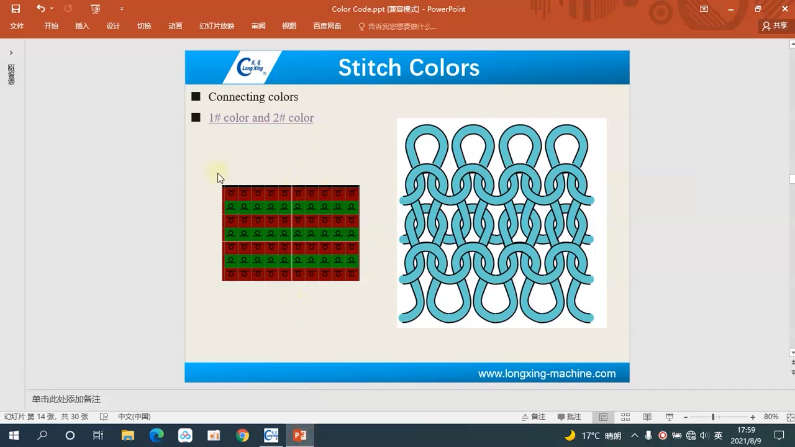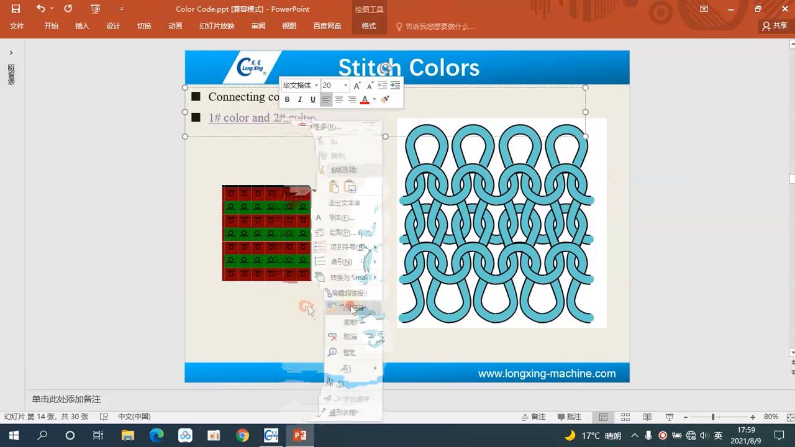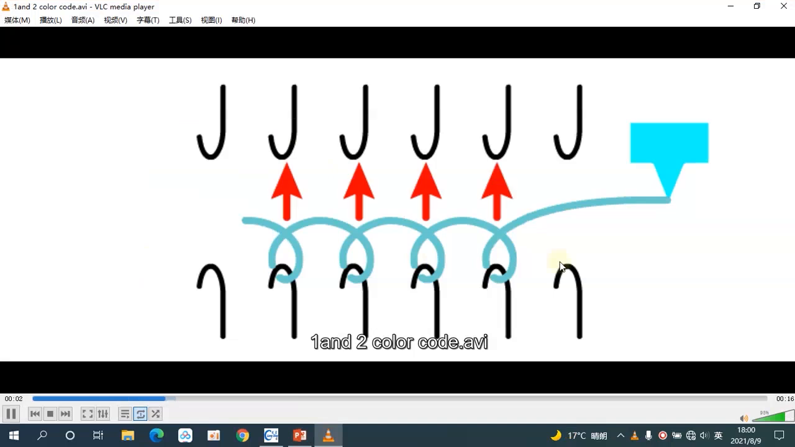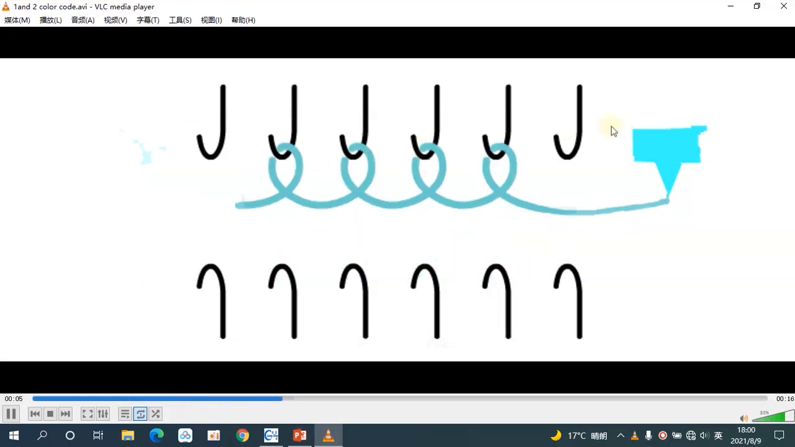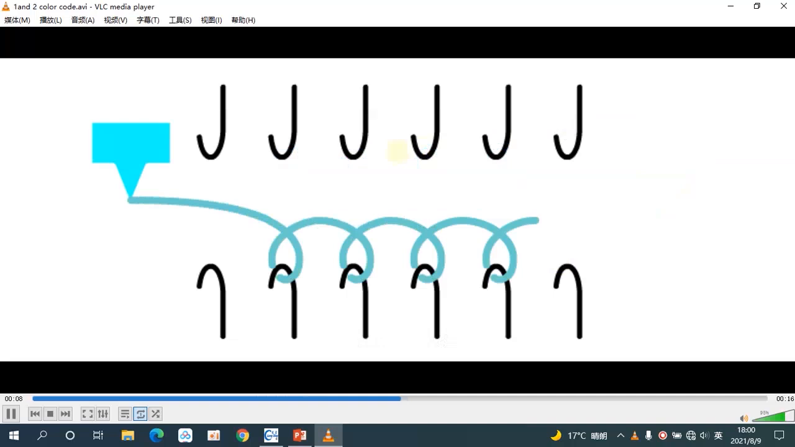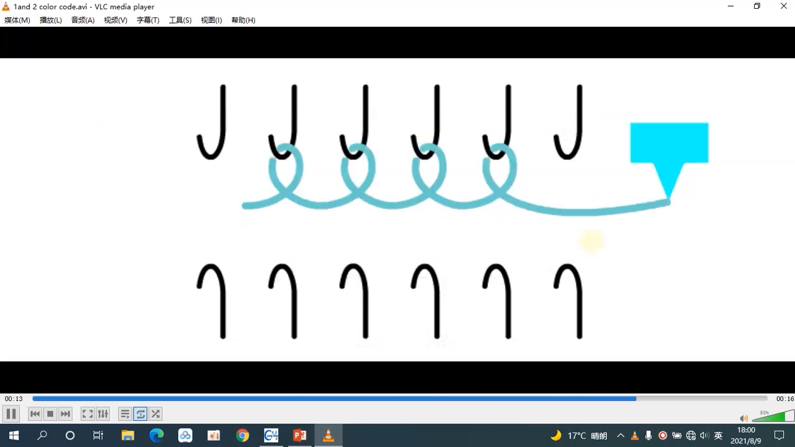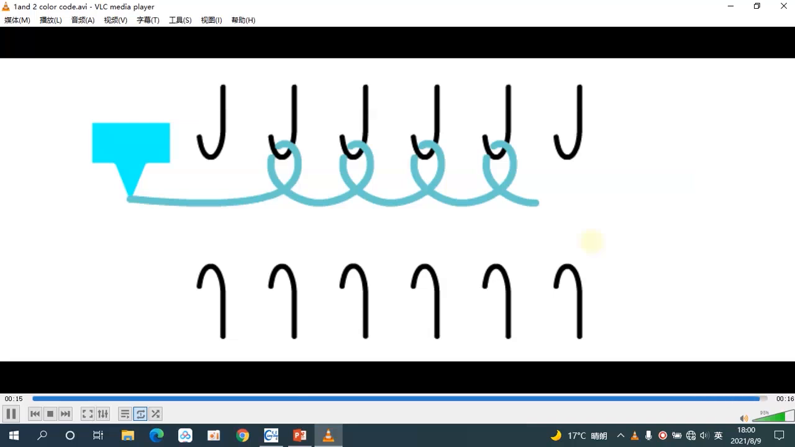See the following. When color 1 and 2 among connecting colors are drawn alternately, the loop state is shown on the right. Look at the animation. Front knitting, transfer the needle to the back bed. Back knitting, transfer the needle to the front bed, then front knitting. You can see connecting means automatic transfer. When the loop of the front bed encounters the loop of the back bed, the needle is automatically transferred to the back bed.